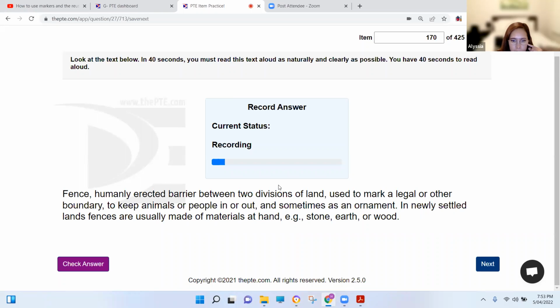A humanly erected barrier between two divisions of land, used to mark a legal and other boundary, to keep animals or people in or out, and sometimes as an ornament. In newly settled lands, fences are usually made of materials at hand, for example stone, earth, and wood.